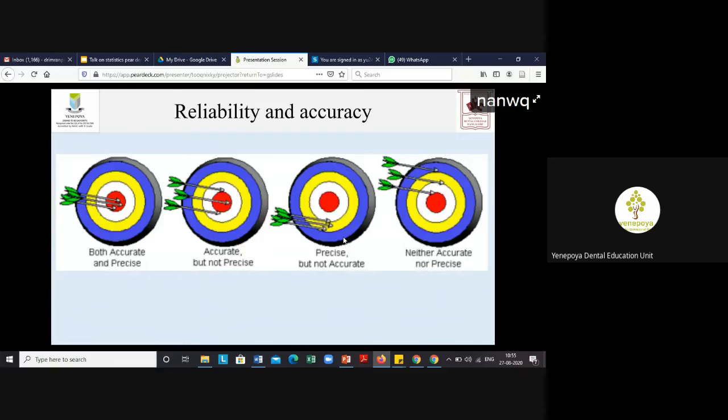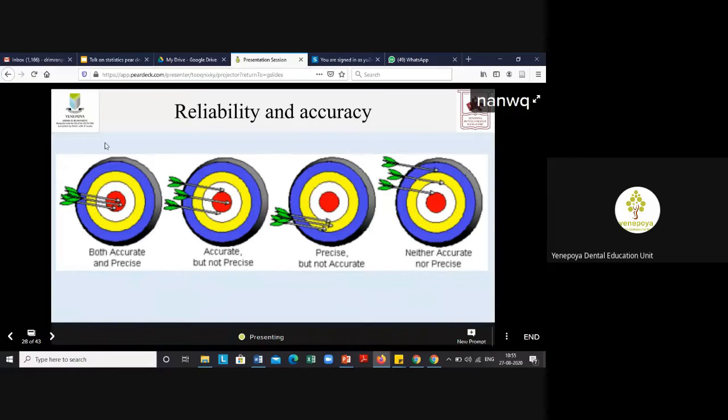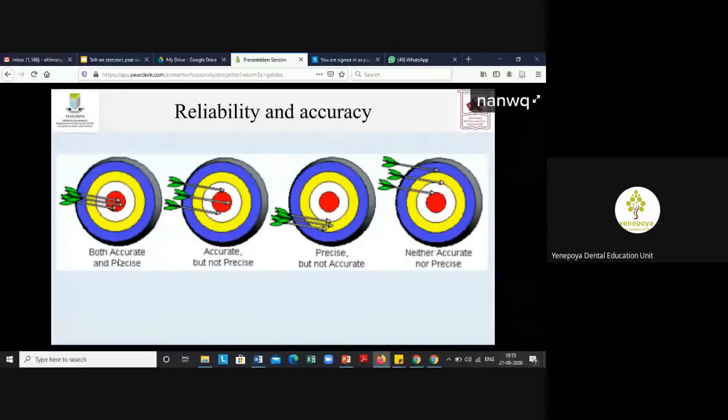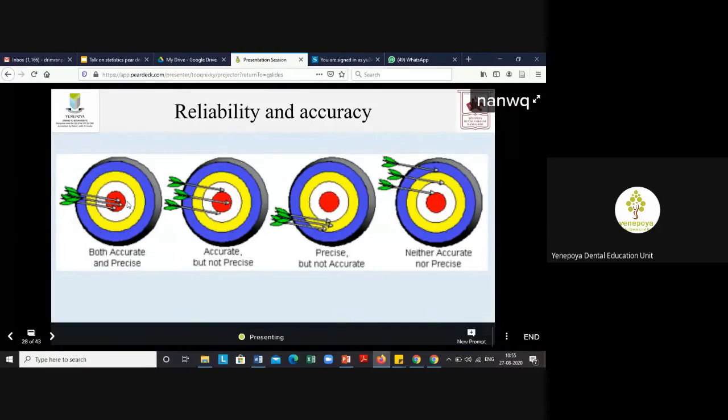So I have here an archery tool, which most people use to explain this concept of reliability, validity, and accuracy, these three important words. You can see here in example one, all the arrows have gone and hit the bullseye. So it is both accurate and precise. Your questionnaire, when you administer it, should be like this. You should get the same answers at the end of the day from all the respondents.